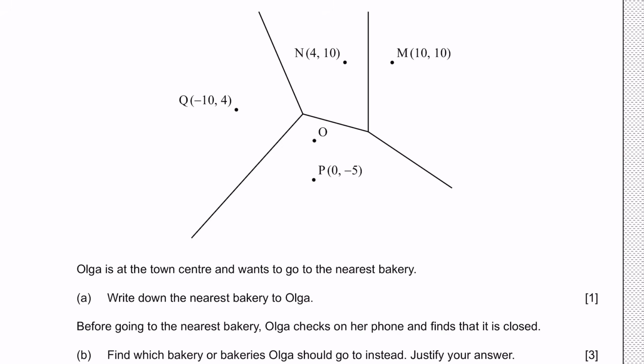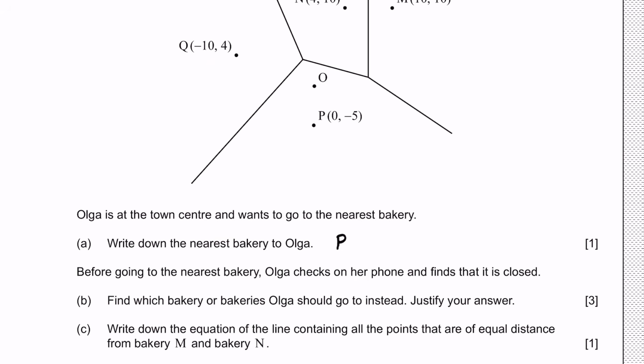Olga is at the town center and wants to go to the nearest bakery. Write down the nearest bakery to Olga. That's for question A. So remember, these are the sites. This is a point within a given cell. Any point within a given cell is closest to the site that cell occupies. So since Olga is within the cell occupied by P, her nearest bakery is P. 1-mark question, we'll just write P.